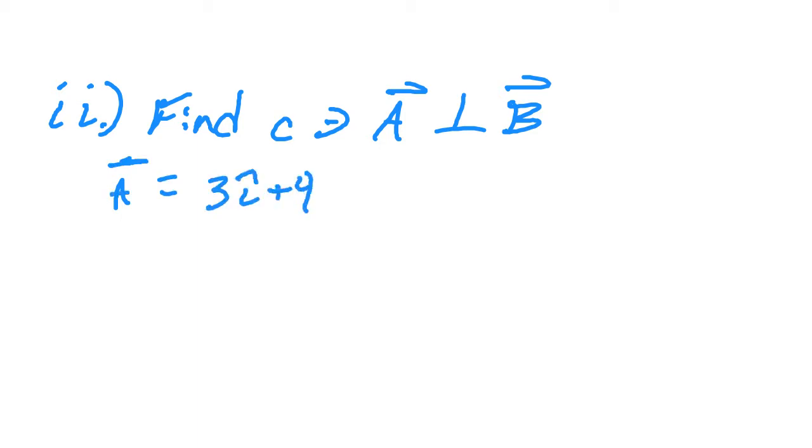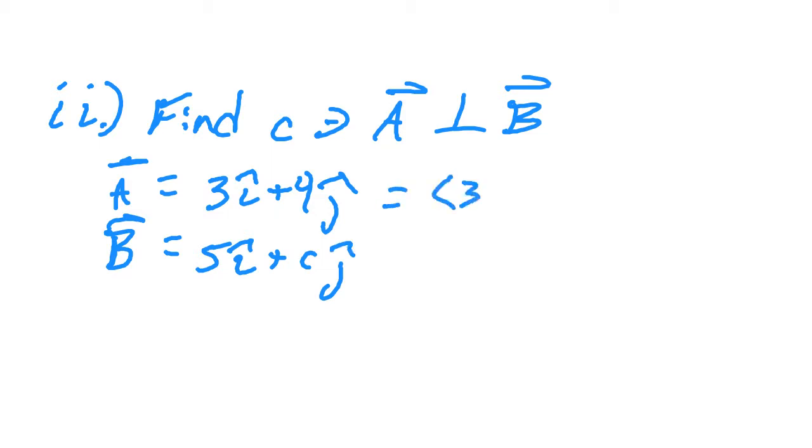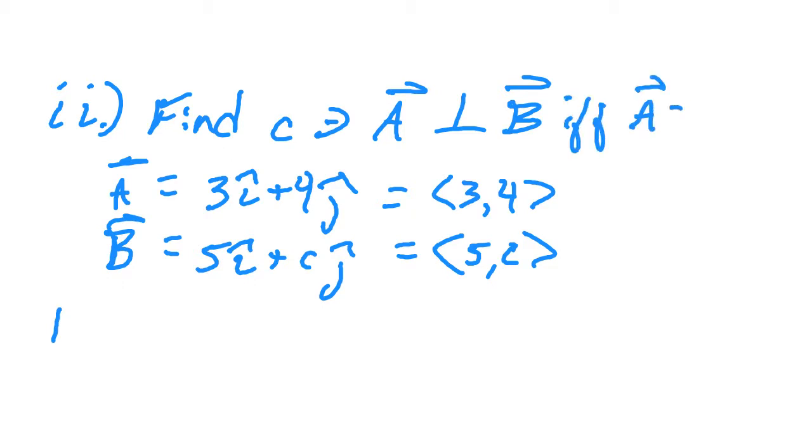So it's 3i plus 4j. B vector is 5i plus cj. So rewriting that, 3, 4, and 5c. What do we know about orthogonal vectors? This is true if and only if A vector dot B vector equals 0, right? So we're going to say A vector dot B vector down here.